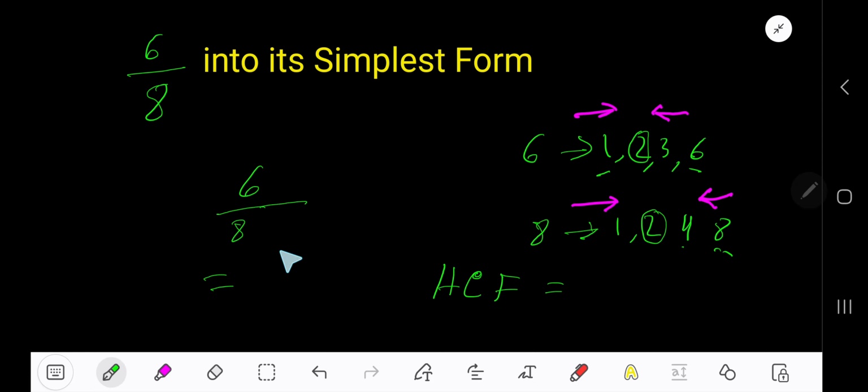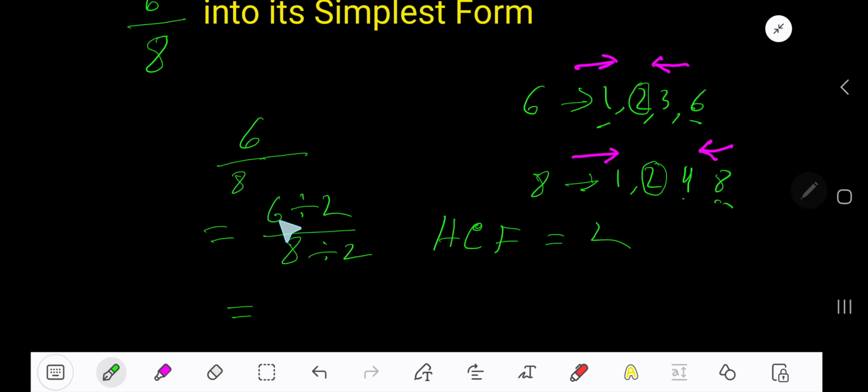So divide this 6 by 2 and 8 by 2. What are we getting? We are getting 6 divided by 2 is 3, and 8 divided by 2 is 4.